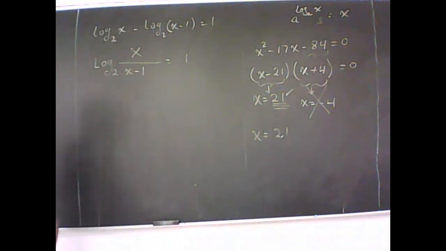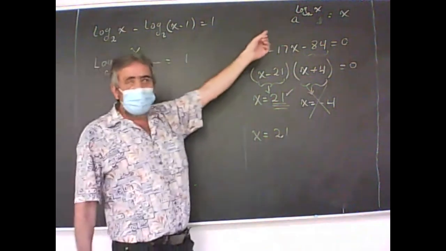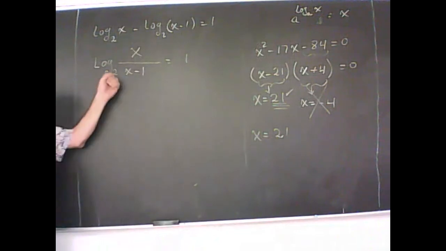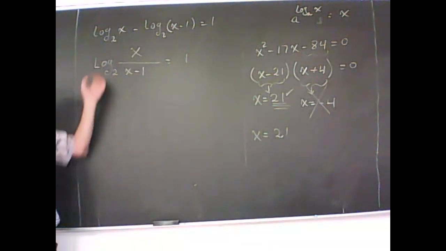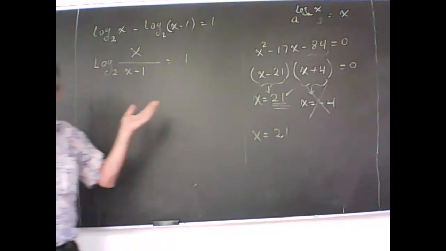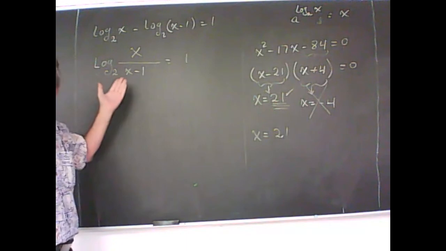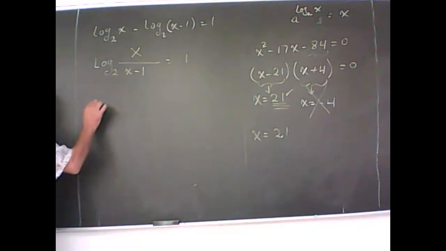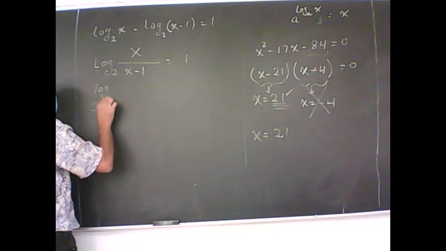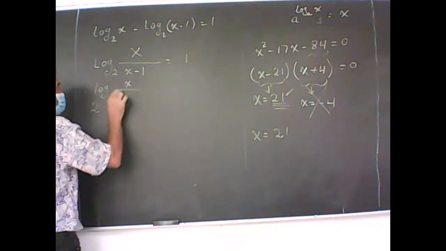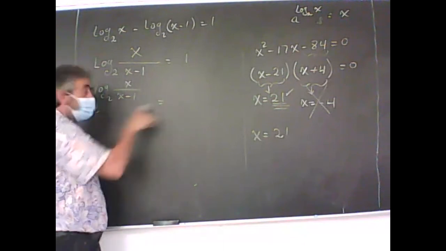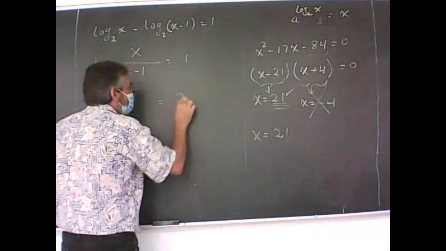Okay? Now I'm going to try to use that property. To use that property, I need to have the base of this log raised to whatever that log is. So what is the base? What's the base of the log? 2. So that means 2 raised to all of this, log base 2 of x over x minus 1, equal, we do the same thing over here. We use 2.